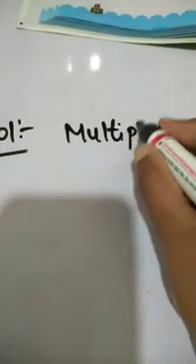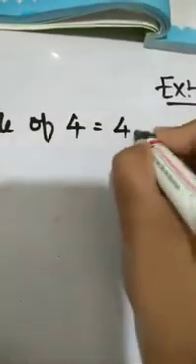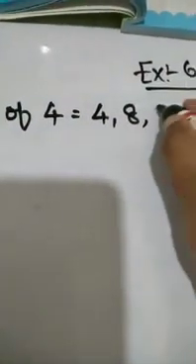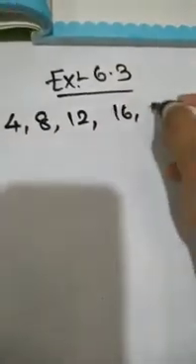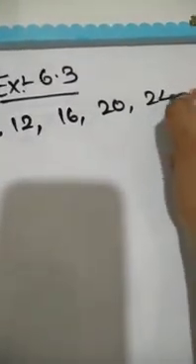So first, multiples of 4. Table of 4: 4 ones are 4, 4 twos are 8, 4 threes are 12, 4 fours are 16, 4 fives are 20, 4 sixes are 24, 4 sevens are 28, 4 eights are 32, 4 nines are 36, 4 tens are 40. So these are the multiples of 4.